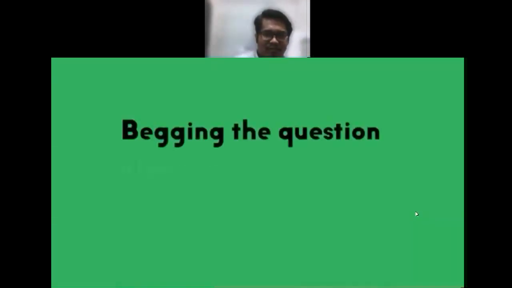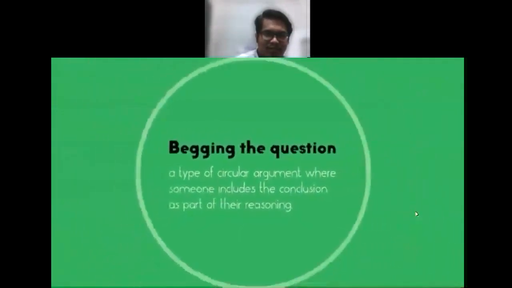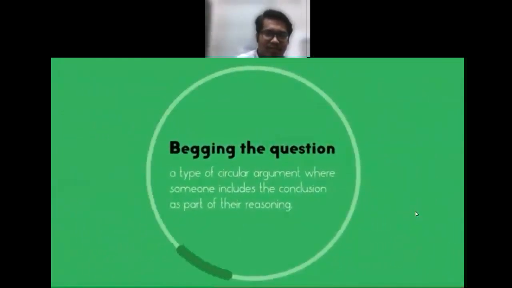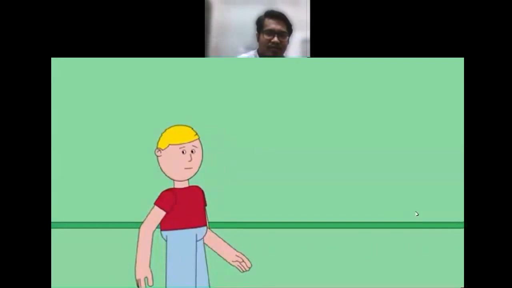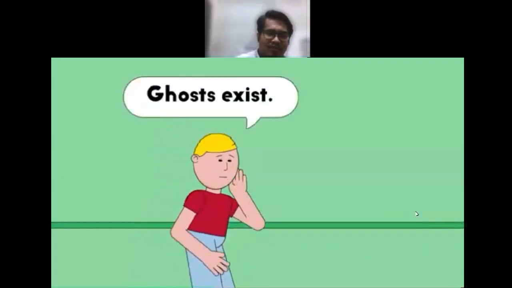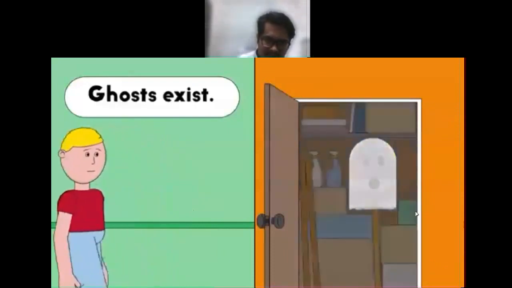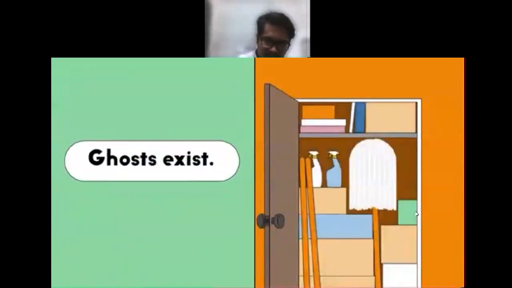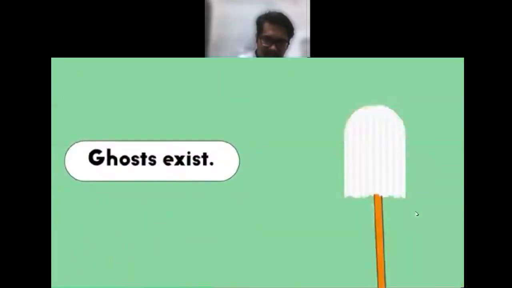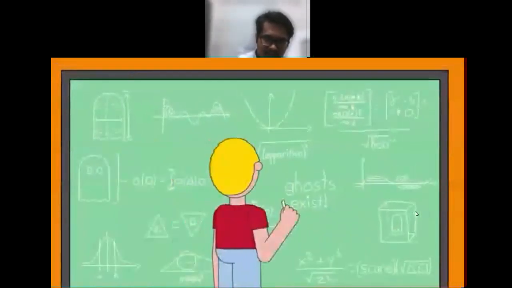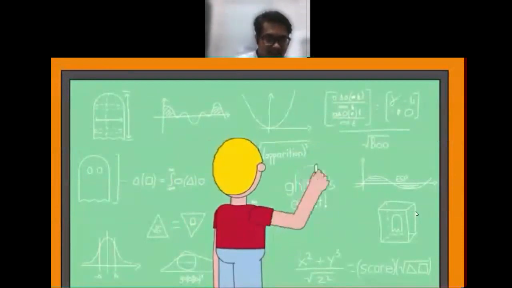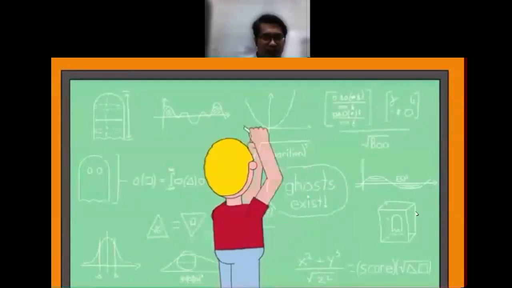Begging the question is a type of circular argument where someone includes the conclusion as a part of their reasoning. George says, "Ghosts exist because I saw a ghost in my closet." His conclusion is ghosts exist. His premise also assumes that ghosts exist. Rather than assuming that ghosts exist from the get-go, George should be using evidence and reasoning to prove that they exist.